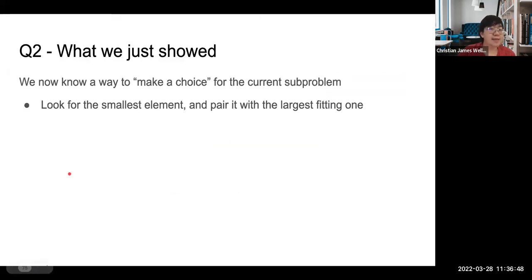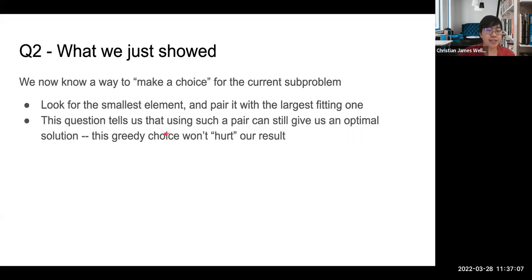So this is our greedy choice. We know how to make a choice for the current subproblem, and how do we do it? We look for the smallest element and pair it with the largest fitting one. The combination of looking at the smallest element and choosing the largest that fits together with it is the greedy choice. It tells us that using such a pair can give us an optimal solution, and the greedy choice won't hurt our result.